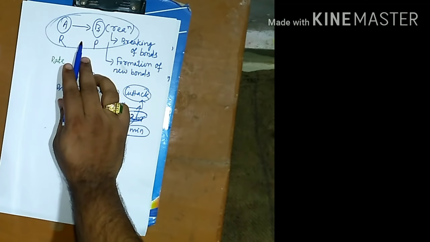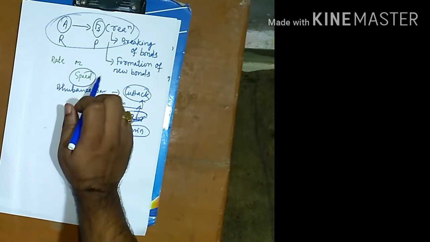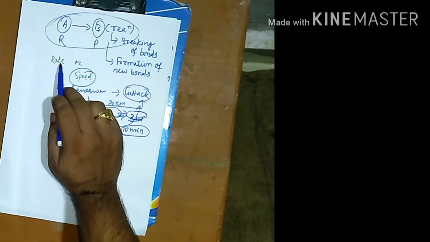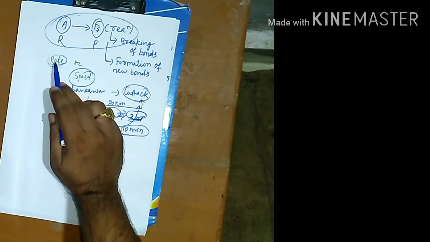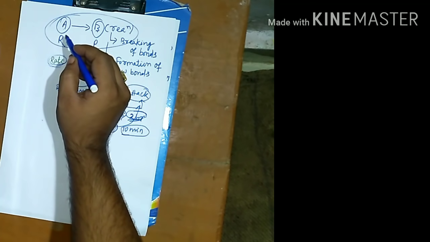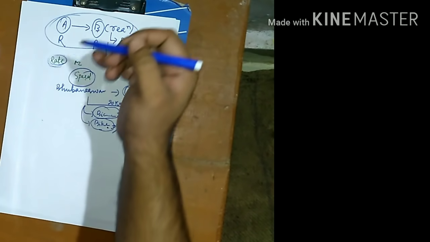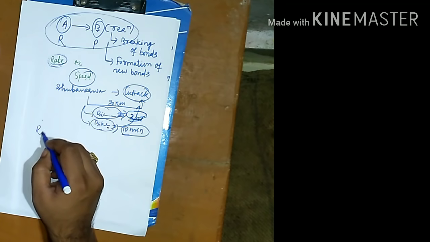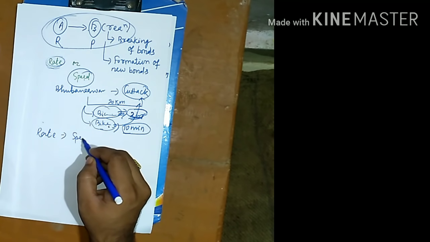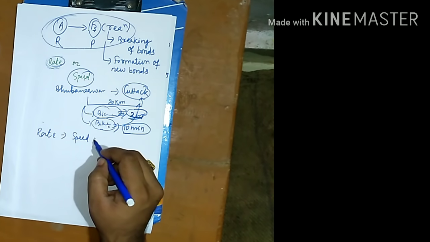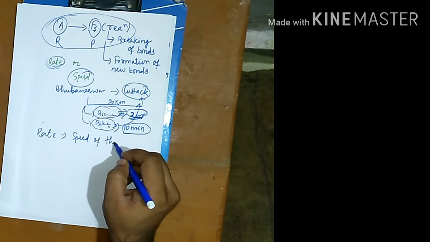That is how you can compare with the speed word. In a reaction, instead of using the word speed, we use the word rate. And what is the rate here? Rate means the speed of the reaction. One can simply use the word rate, meaning it is the speed of the reaction.